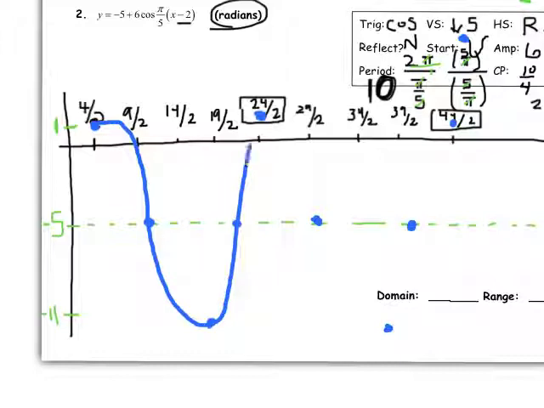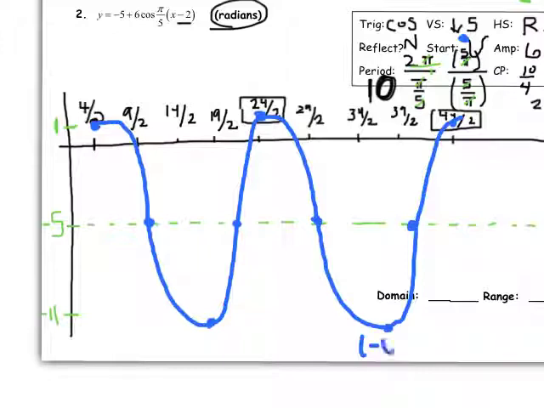And we connect, and this is our graph. Alright, so once again, domain is all real numbers, negative infinity to infinity. And our range, we go as low as negative 3 and as high as 1.